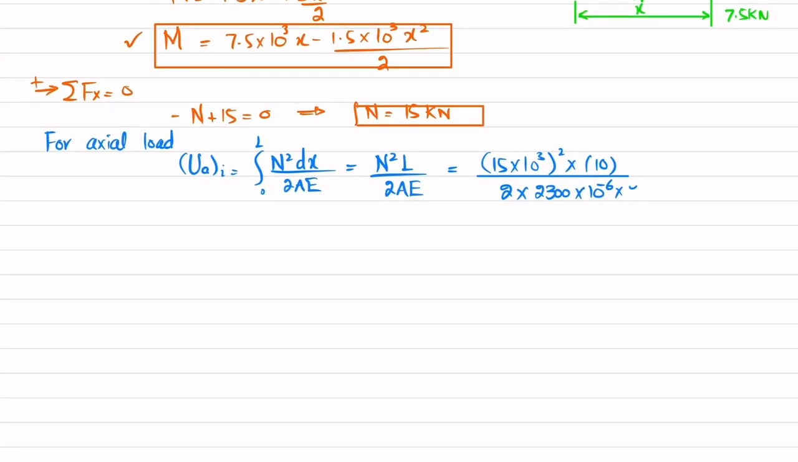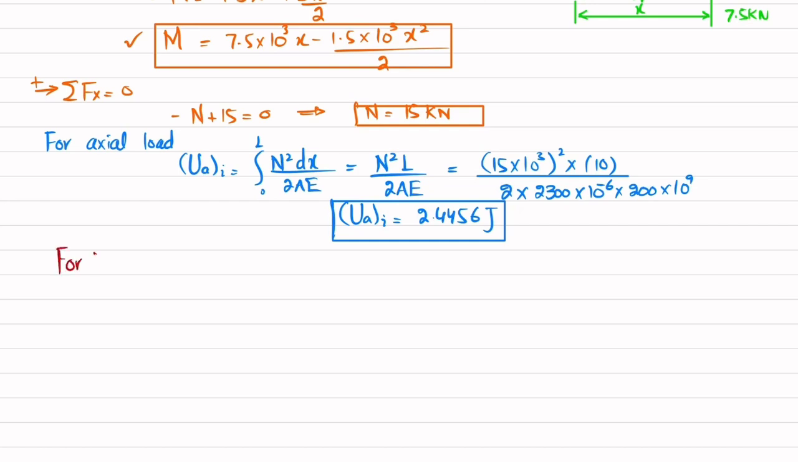So I will write here 200 into 10 to the power 9. When you solve this, you will get the strain energy due to axial loading as 2.4456 joule. Okay, so this is the strain energy due to axial loading. Now we will find it for bending.